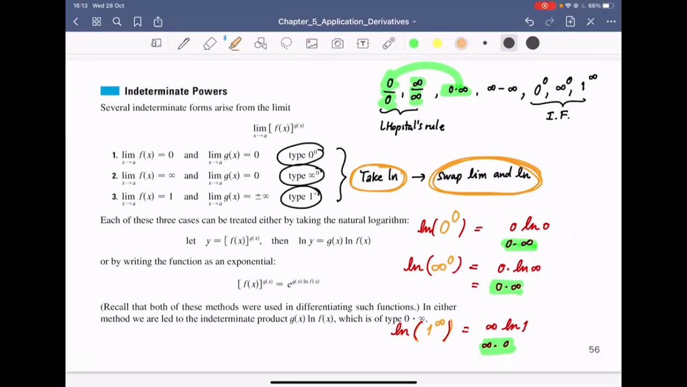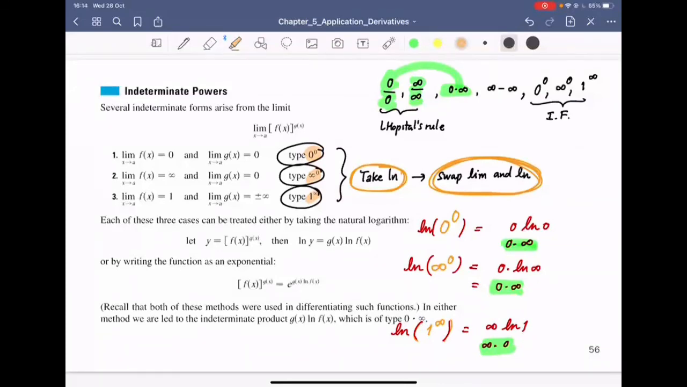So this is the theory. Once you see 0 to the 0, infinity to the 0, or 1 to the infinity, well, we can take log. So it goes back to 0 times infinity, and then you compute the limit first. Suppose this is L, then e to the L is your final answer.